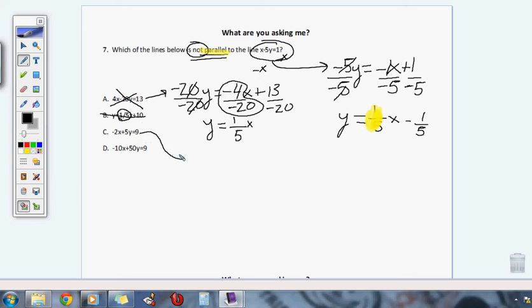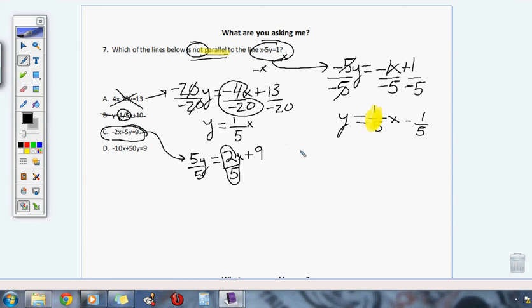So now I look at C. It's got to be either C or D here. So what do we do? We add 2x to both sides, and we get 5y equals 2x plus 9. We divide everything by 5, and right here, all I notice is that this slope is going to be 2/5. Well, that slope's 1/5. So since this does not have the same slope, we would say it's not parallel.